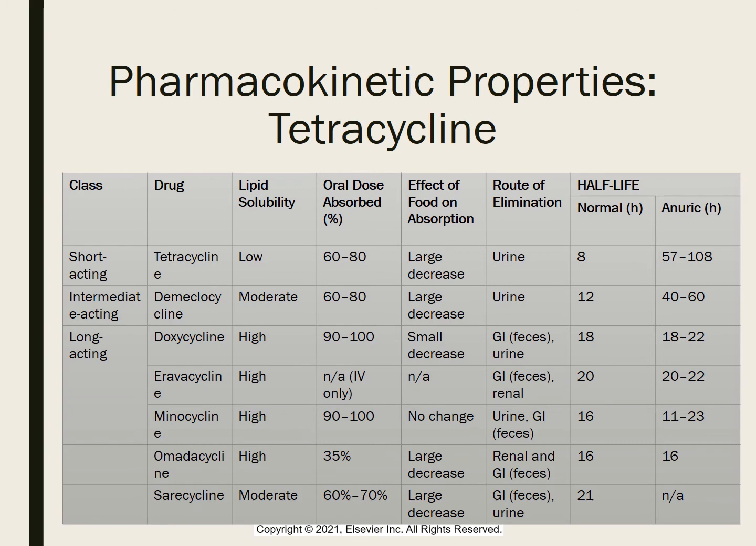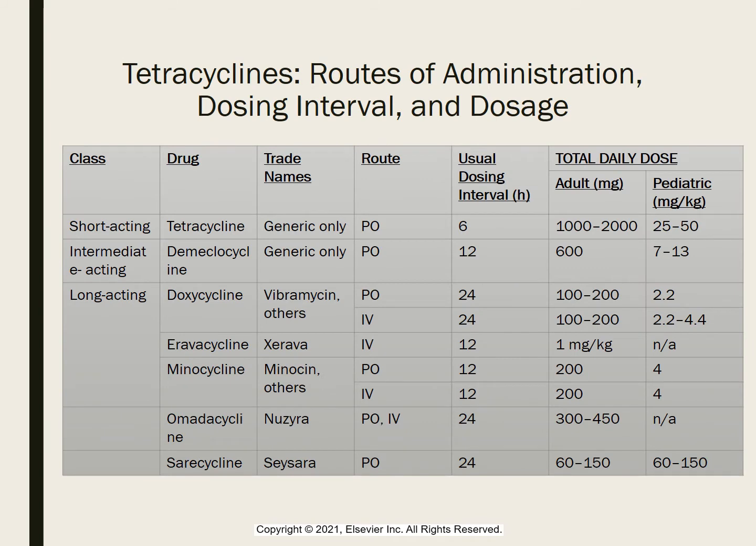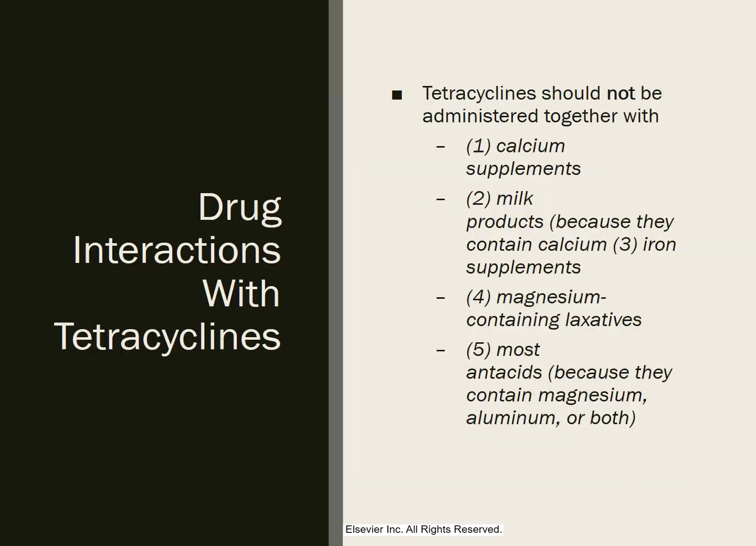Individual tetracyclines differ significantly in their pharmacokinetic properties. Of particular significance are the differences in half-life and route of elimination. Also important is the degree to which food decreases absorption. This slide does a nice job describing the pharmacokinetics of tetracyclines, so I would take a moment just to look at this. This slide reveals different tetracyclines used, including the trade names, route, and dosing. As you can see, there are a couple tetracyclines that are IV administered.